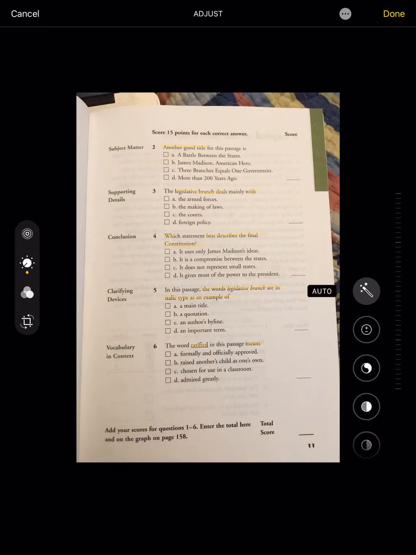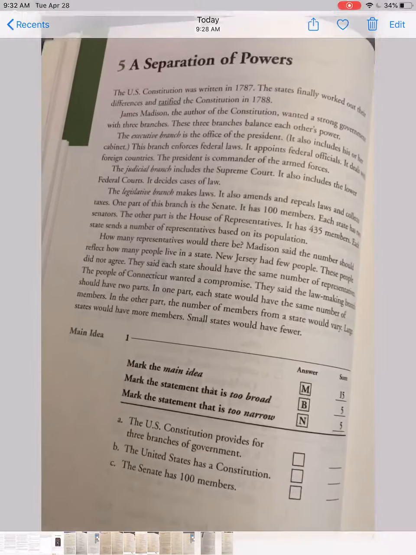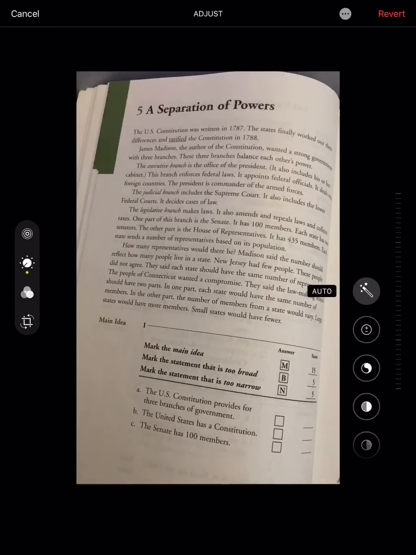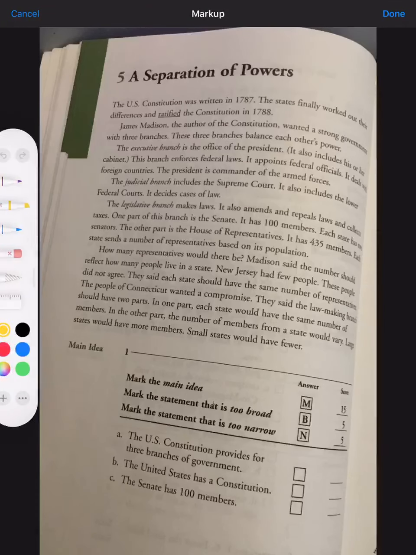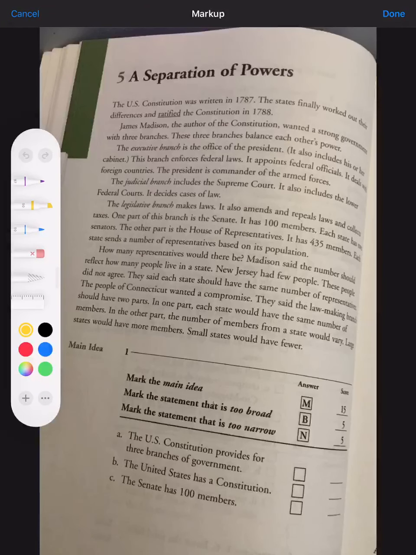Alright, so let's go to our first page, read number 1 first, and then we will read the passage. We are looking for the main idea, a statement that is too broad, and a statement that is too narrow. A, the United States Constitution provides for three branches of government. B, the United States has a constitution. Or C, the Senate has 100 members.